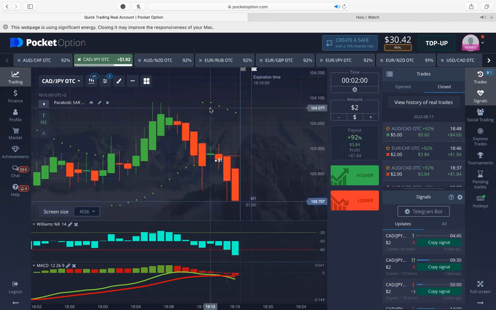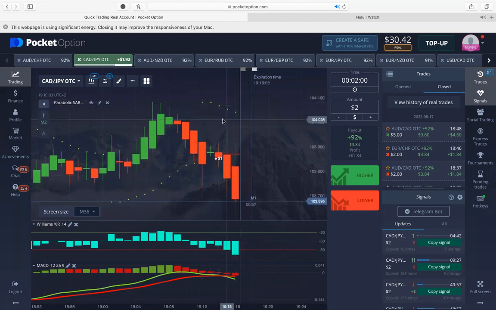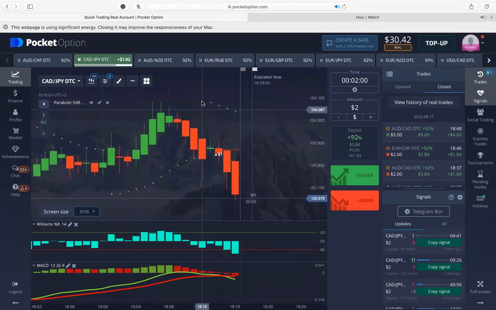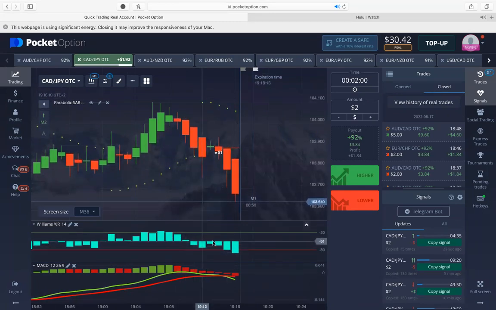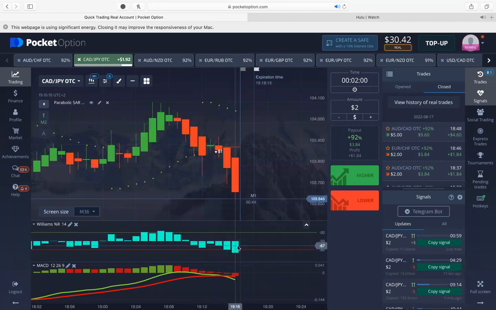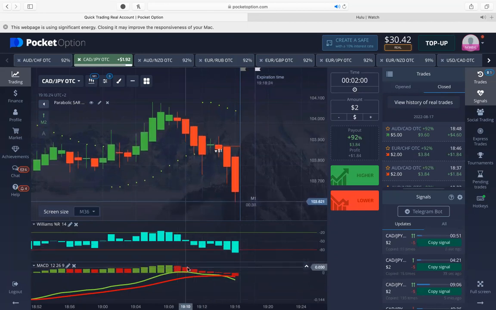So here we had the PSAR flip first, which is our first indication that this has turned into a sell. Second indication is going to be the Williams percentage. These candles or pegs, whichever you like to call them, are on the downside below the 50. And then also here, our MACD started turning red, kept going down until it actually flipped over.